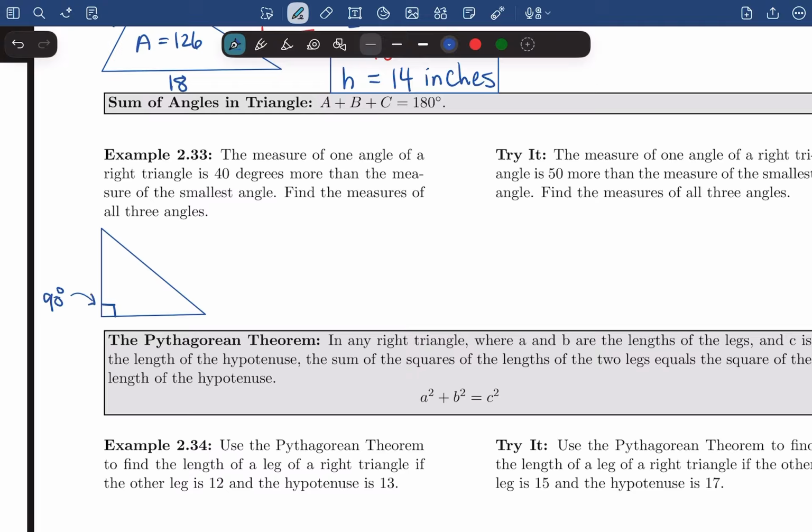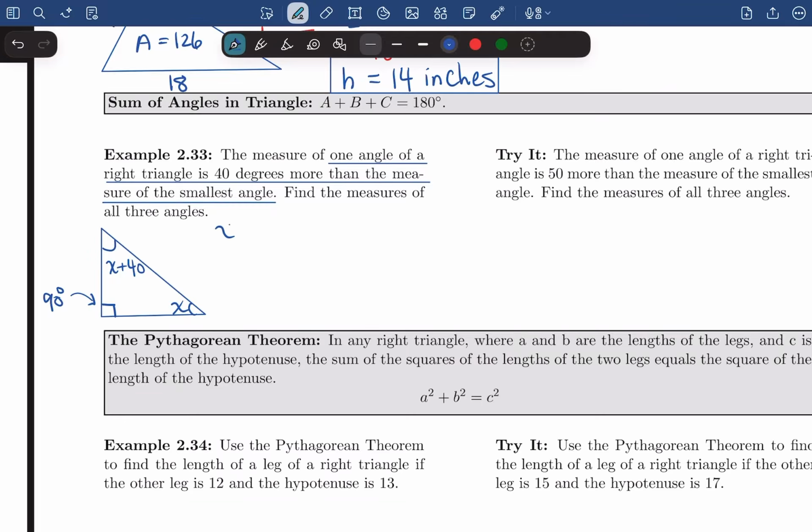Now we've got 2 remaining angles to discuss. One of those 2 remaining angles is 40 degrees more than the measure of the smallest angle. So if this is the smallest angle here, let's call it x. And then this remaining angle would be 40 more than the smallest angle. Now I have enough information to create an equation that allows me to solve for x. So that's our next step.